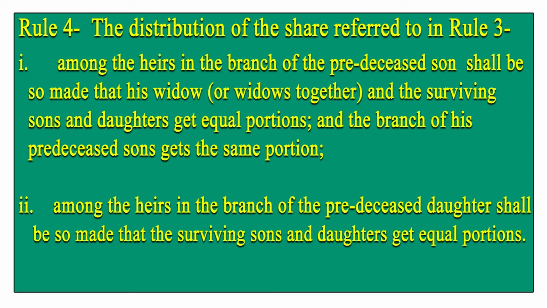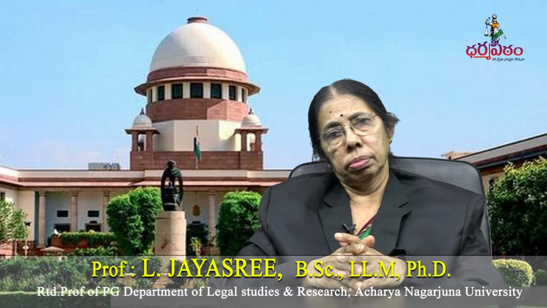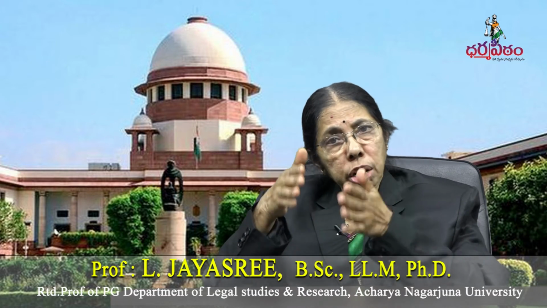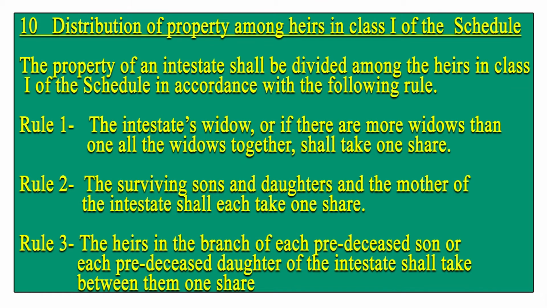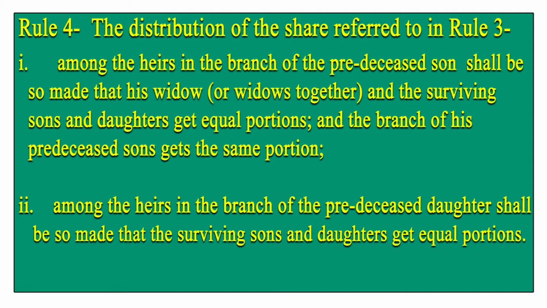Rule 4 says the share that is allotted to the branch of the predeceased son is to be distributed equally among their heirs. Similarly, the share that is allotted to the branch of a predeceased daughter will be distributed equally among her heirs. So these are what rules 1, 2, 3 and 4 speak about. Now I will give some illustrations.